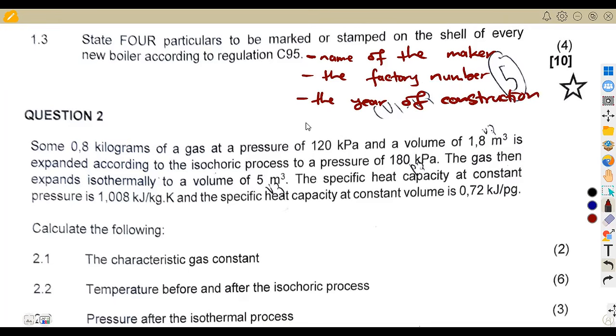Also the design pressure, which is supposed to be given, is the operating pressure and so forth. So we've got the design pressure, which is measured in pascals in this case. We are going to be given this in pascals. Those are the details, or the particulars, that you are supposed to have.